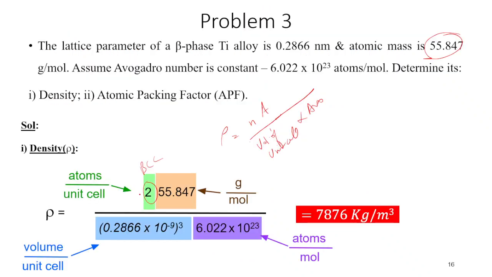Okay, fine. The number of atoms is 2 in BCC, and the atomic weight of beta titanium is 55.847, which is already given. The volume of the unit cell also, the side is given. This is the lattice parameter a, and cubic means it is a cubed. That is also given here. The number of atoms is also given. So the density finally is 7876 kilograms per meter cube. This is a direct question.